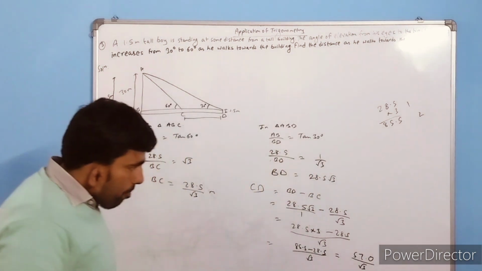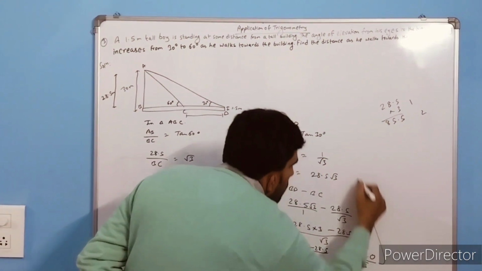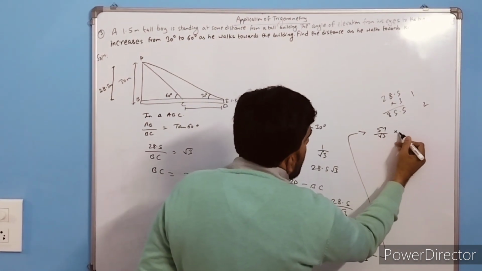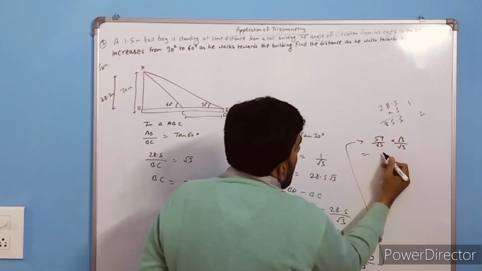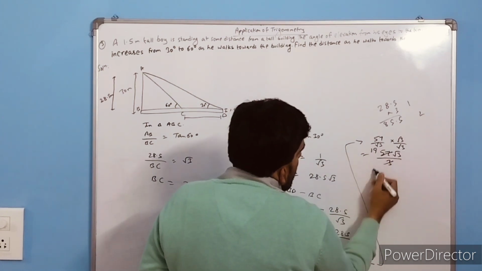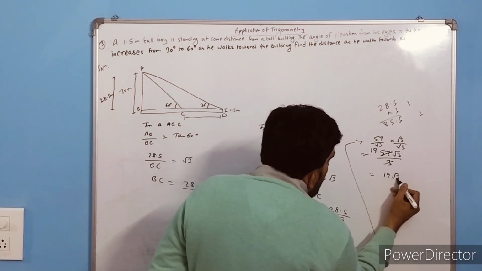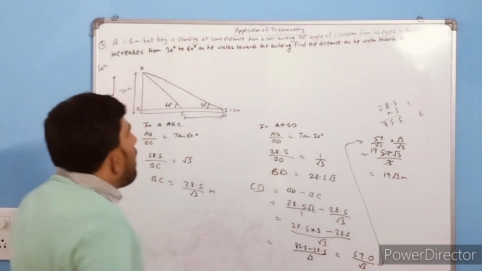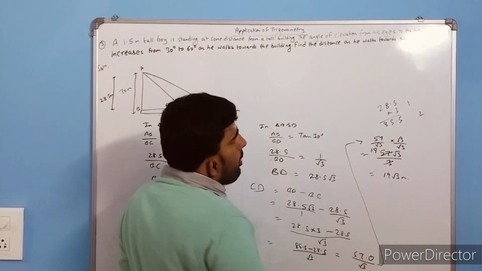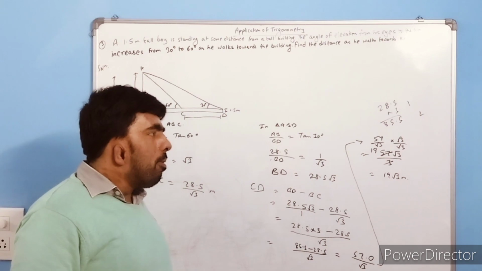More we can do with it, just rationalize it. If I rationalize this, take this value here. So 57 upon root 3 into root 3 upon root 3. So I got 57 root 3 upon 3, that is 19 root 3, since 19 into 3 is 57. So now I got my answer. As the boy moves towards the building, the distance he covers is 19 root 3 meter. Such kinds of numericals are there. We'll solve the next one now.